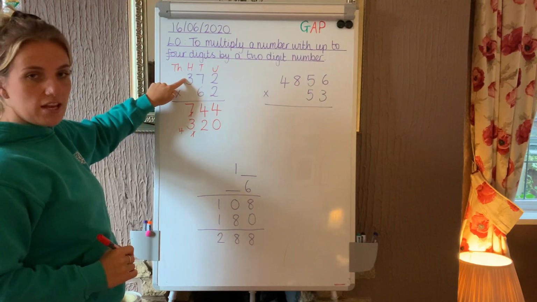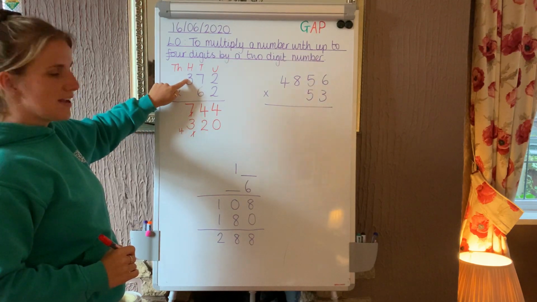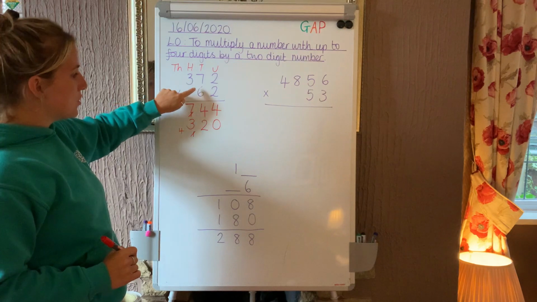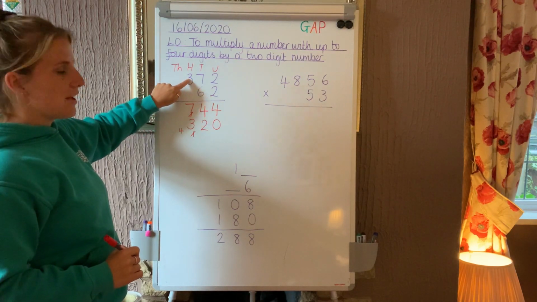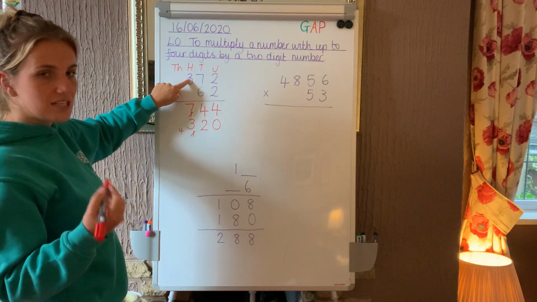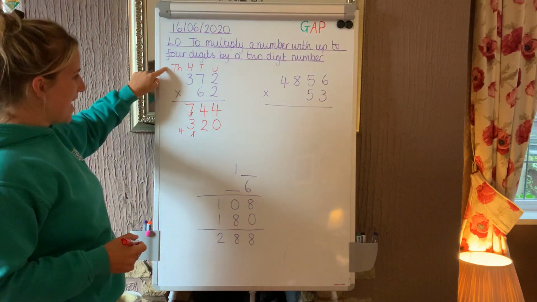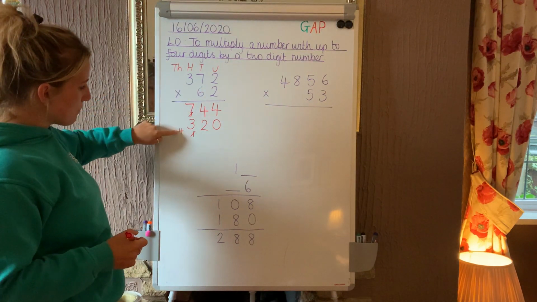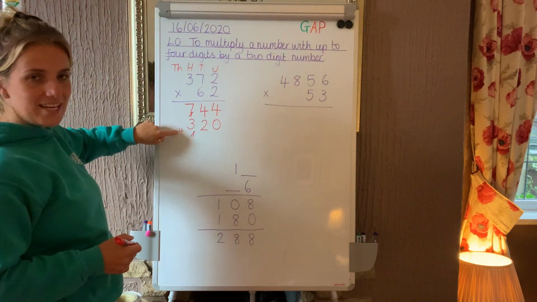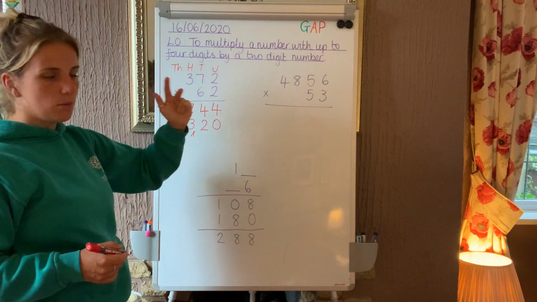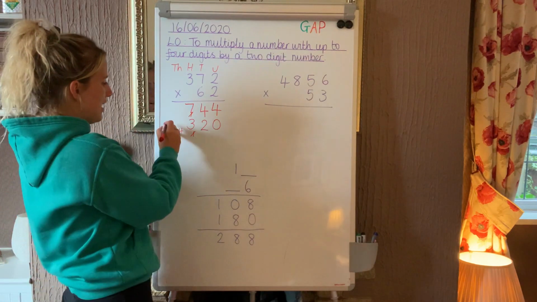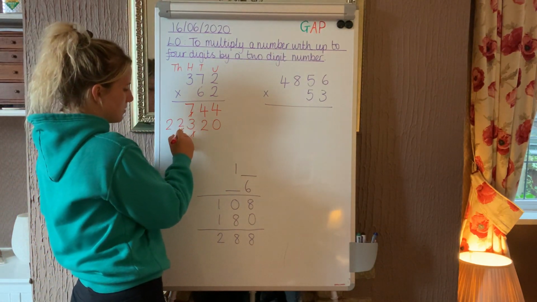60 times by 300, well 6 times by 3 is 18, so 60 times by 300, if you've got all your zeros, is 18,000. So I've got my 18,000 plus my 4,000, 18, 19, 20, 21, 22. So I've now got 22,000, okay?